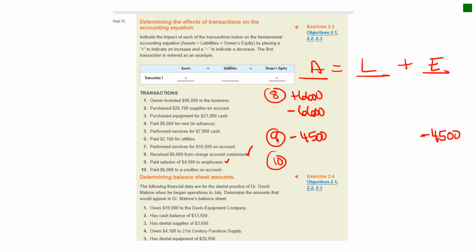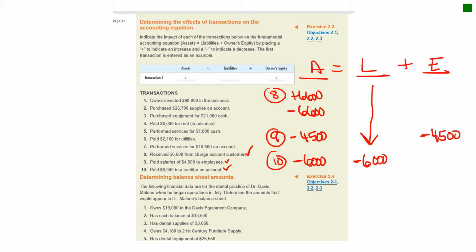And then finally, the last one says you paid $6,000 to a creditor that was on account. They're basically telling you here you're paying your liabilities. So that's going to be a minus $6,000 to your assets. So you're reducing cash, and you're also going to be reducing your liabilities by $6,000. So notice I'm putting this under the liability section. So again, minus $6,000 asset, minus $6,000 liability.